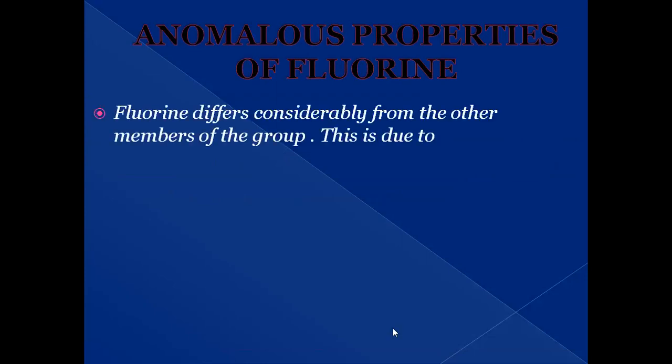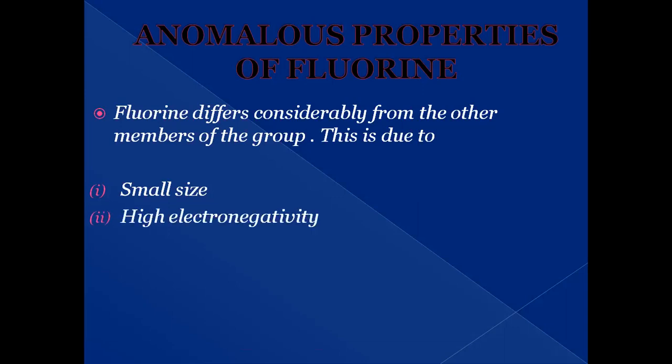As we have discussed for the other elements, the first member of any group will always show different properties than the rest of the members. It is because of its small size, first of all. Obviously fluorine is the smallest, and very, very small. It is because it is present towards the extreme right of the periodic table. So it will be very, very small.